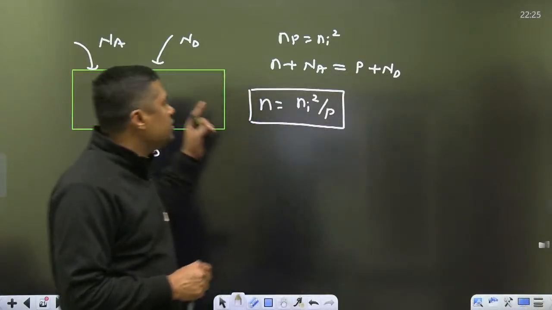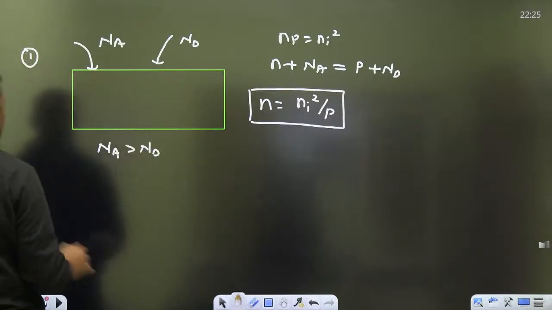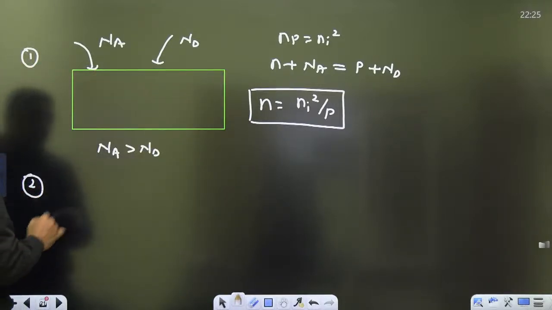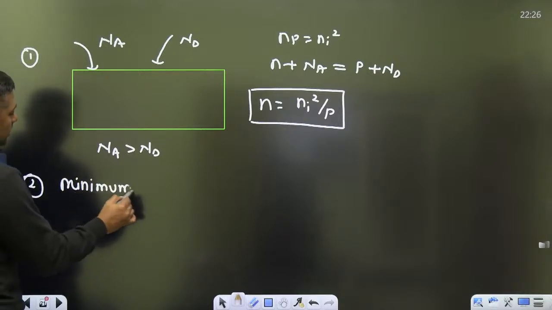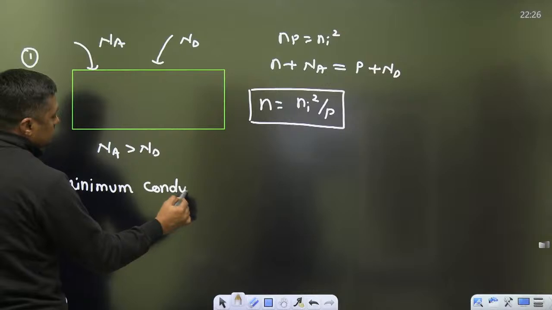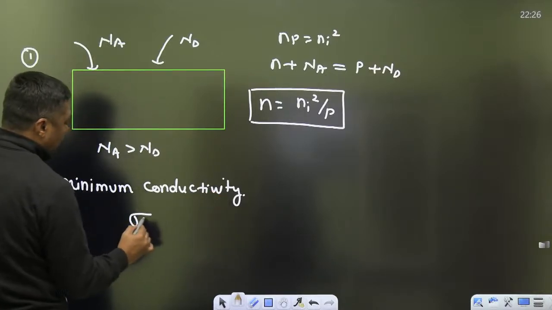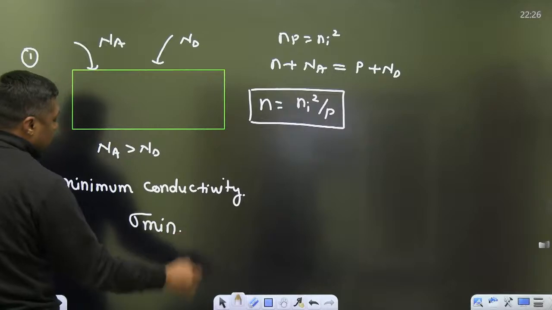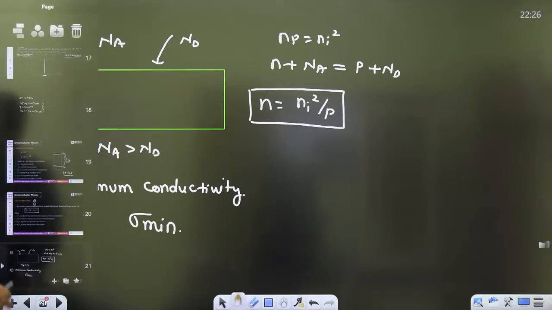Second, what is the use of these two formulas? First, the concentration of electron and hole. Second one is minimum conductivity, sigma minimum. You have to find the sigma minimum. That is another use of this value. This is a very important topic.